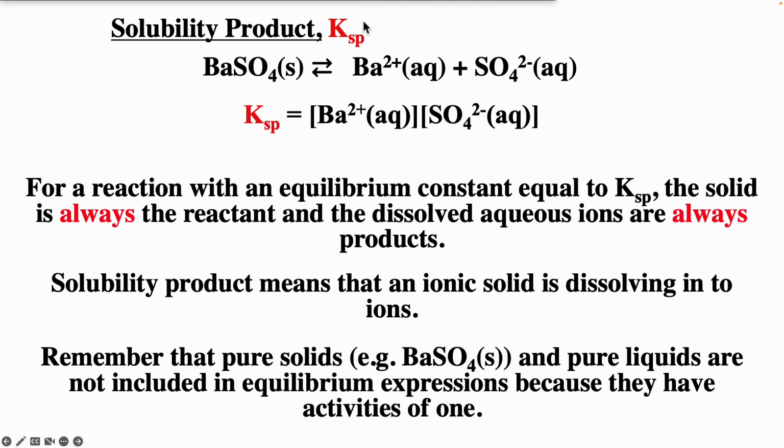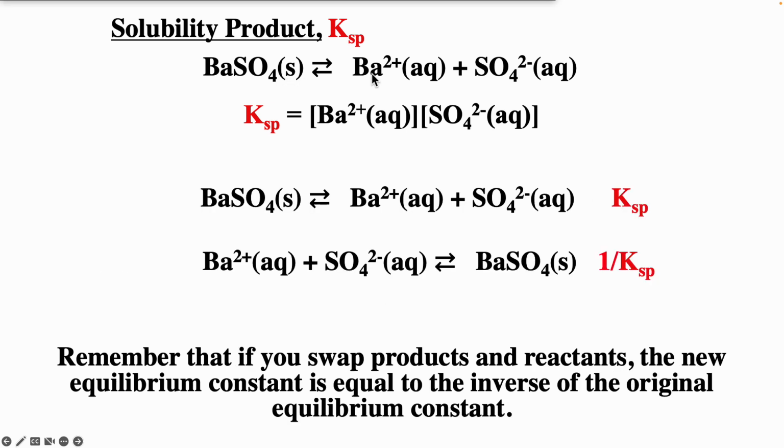Solubility product, Ksp, is just an equilibrium constant for an ionic solid going to aqueous ions. If we write down the expression, we're going to have products over reactants. Pure solids and pure liquids do not appear. It's a little confusing: we write down the equilibrium expression, and there are no reactants, right? Because the reactant is a solid.